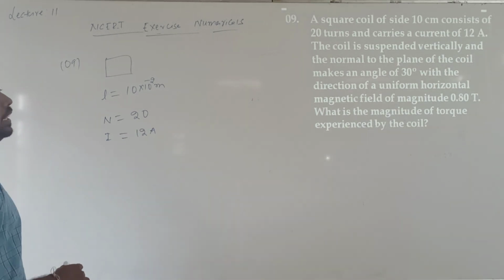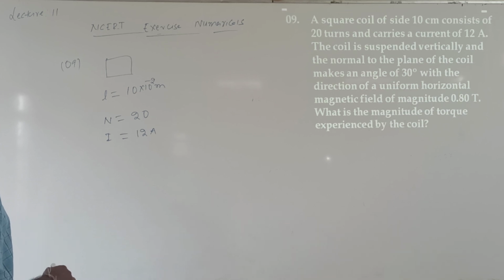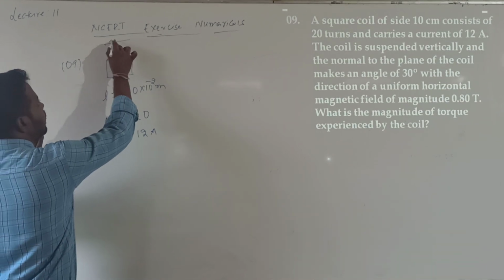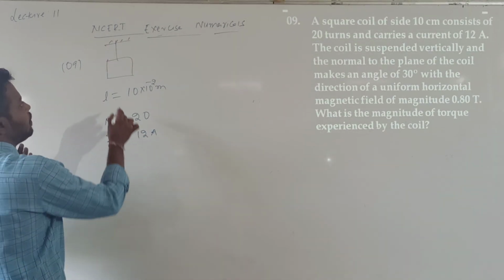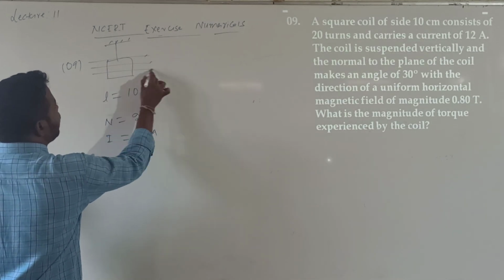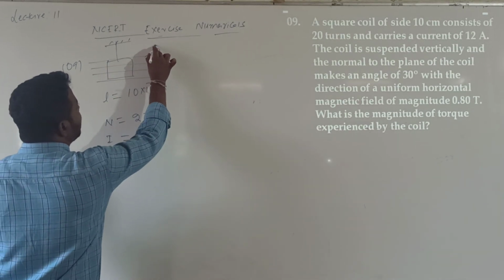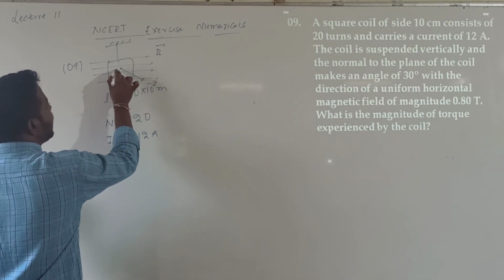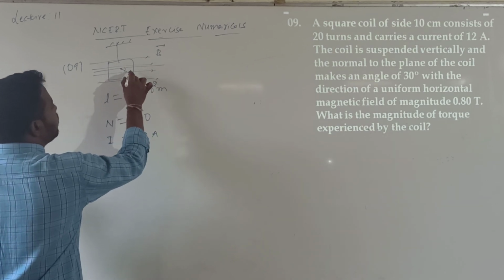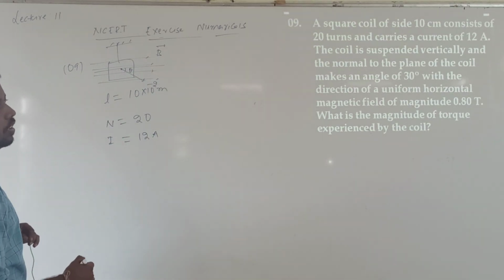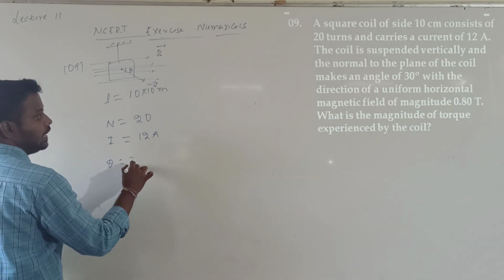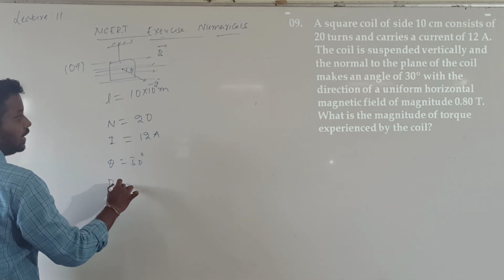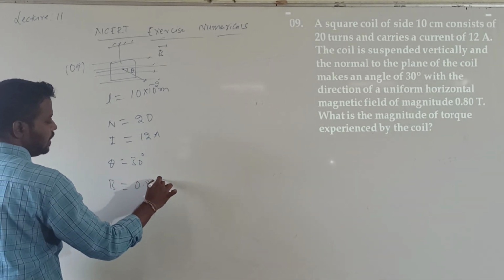The coil is suspended vertically. The normal to the plane of the coil is placed in an external uniform magnetic field. That magnetic field is B bar. If I plot the normal to the plane, the normal drawn is making an angle theta with B bar. So the normal to the plane of the coil is making an angle theta of 30 degrees with the direction of the magnetic field. Okay? The magnetic field is given as 0.80 Tesla.